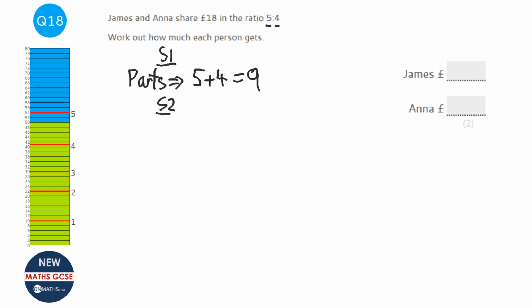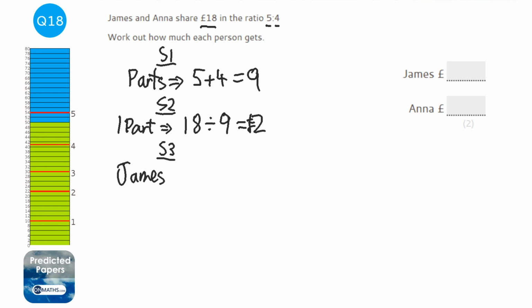Step 2 is you find out how much one part is worth. And to do that, get the amount in the question, which is 18, and divide that by the amount of parts we have, divided by 9, which is 2. So each part is worth £2. And then step 3 is find out how much each person gets. So James, he has 5 parts, each worth £2. So it's 5 times the £2 equals £10.